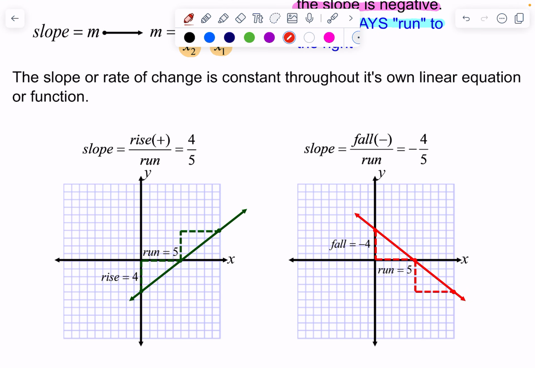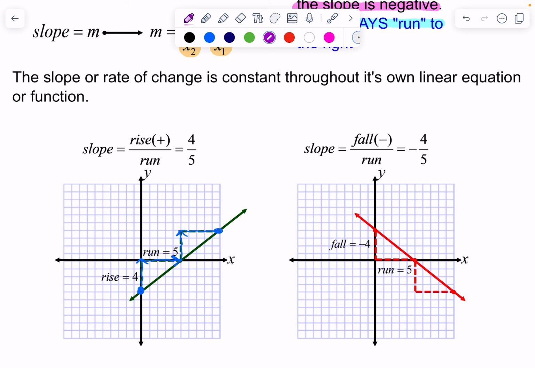So let's look at how a slope works. Let's say that I have a positive 4/5 slope. That means that I'm going to start here at the y-intercept, and I'm going to literally rise up 1, 2, 3, 4, and then I'm going to run 1, 2, 3, 4, 5 to the right. And I repeat that in a line or in a linear function. I rise 1, 2, 3, 4, and then I run 1, 2, 3, 4, 5.